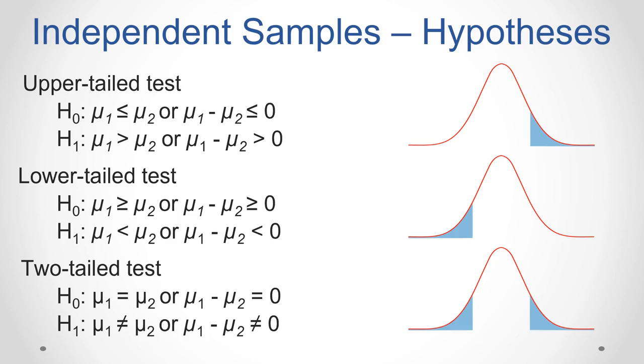You will notice that there are 2 different ways that you could state these hypotheses. For 2-tailed test, the null hypothesis is population mean 1 is equal to population mean 2, or population mean 1 minus population mean 2 is equal to 0. Both of these are the same thing. They're just stated differently.